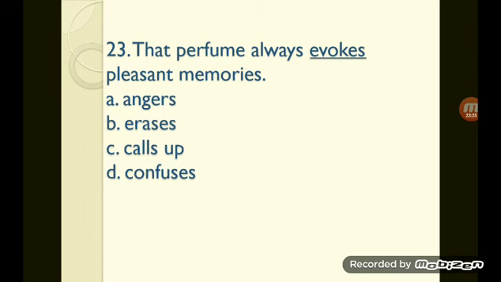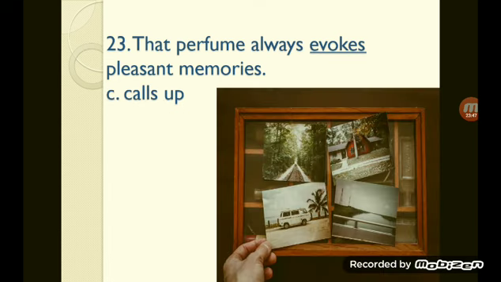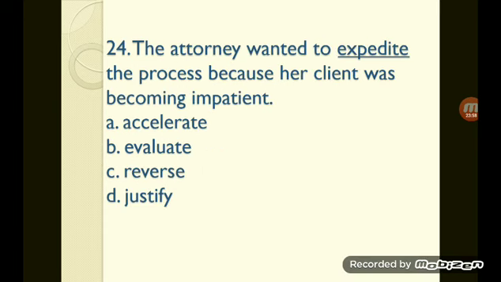Number 23. That perfume always evokes pleasant memories. So evokes here means calls up, brings to your mind. So perfumes, pictures, some people, some places, they may evoke some kind of memories. Okay, so in this picture, there are some photographs that evoke memories. So the sentence, the perfume evokes pleasant memories.